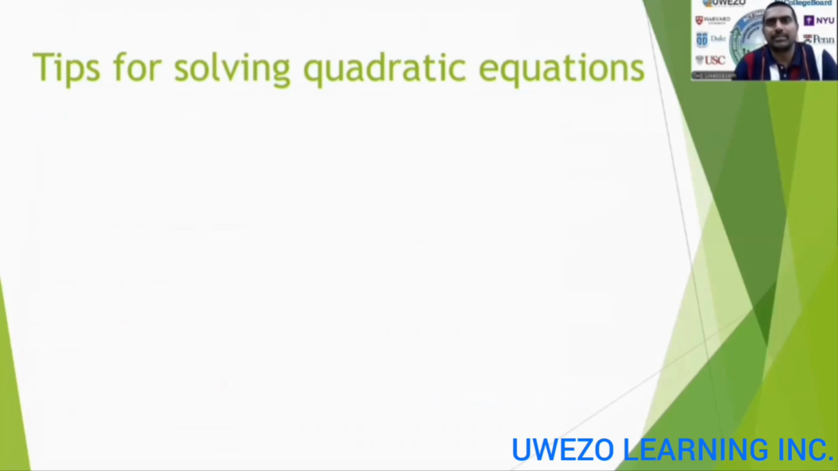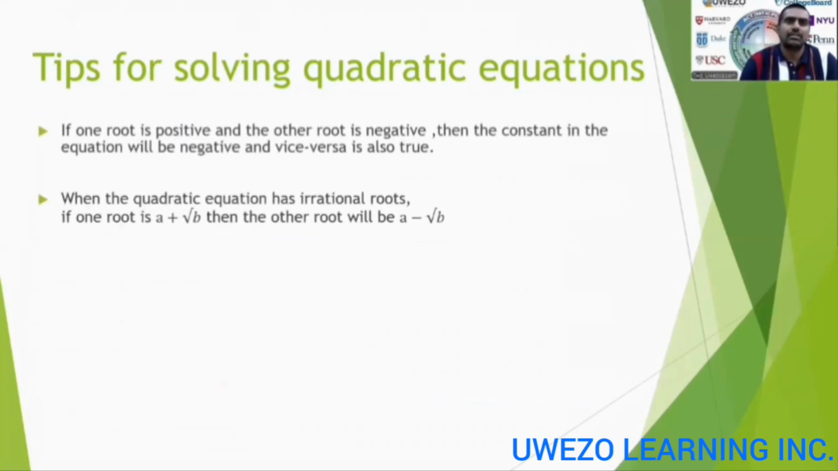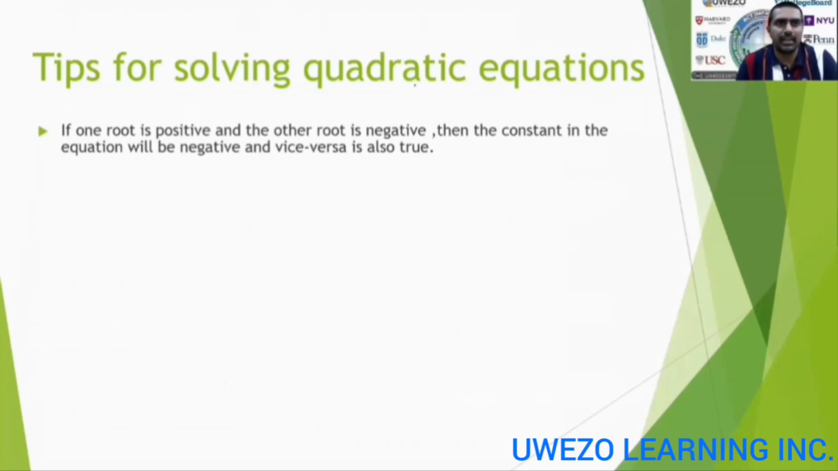We have some tips for solving quadratic equations. The first tip would be, if one root is positive and the other root is negative, then the constant in the equation will be negative. For example, if I have (x - 2)(x + 3), where the roots are 2 and -3, after simplifying this product, the constant in the equation would be -6.